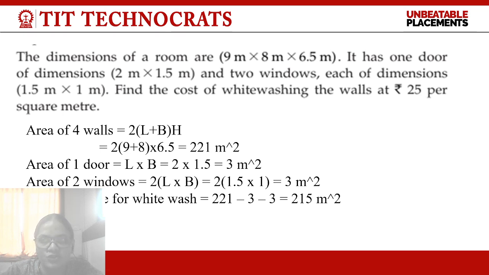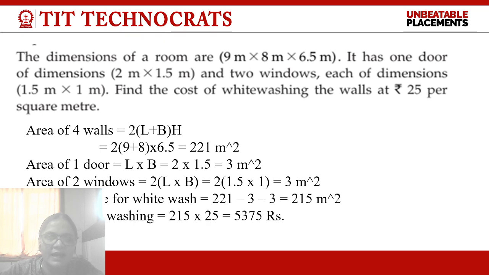The cost of whitewash is 25 rupees per square meter. So here we have to whitewash 215 square meter area. In order to calculate the cost of whitewashing this area, just multiply this area by 25. So the area which we are going to whitewash is 215 meters square multiplied by 25, because 25 rupees is the cost of per meter square whitewashing. After calculating this, we'll get the amount which is 5375 rupees.